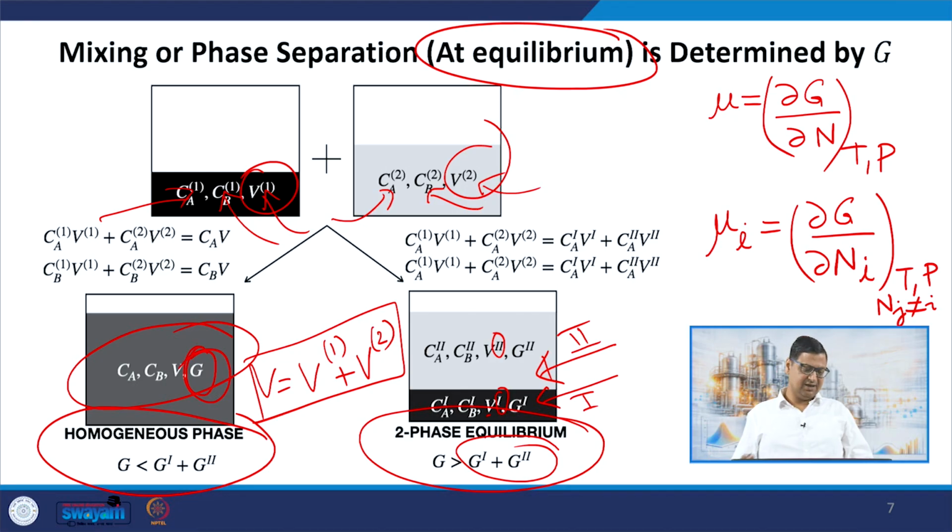On the other hand, if G upon mixing happens to be less than G1 plus G2 on phase separation, then the system will mix together, right. So, we have now written the argument in terms of the Gibbs energy, and now you know that the derivative of the Gibbs energy with respect to the number of molecules is my chemical potential. So, now I will extend the same argument in terms of chemical potentials.